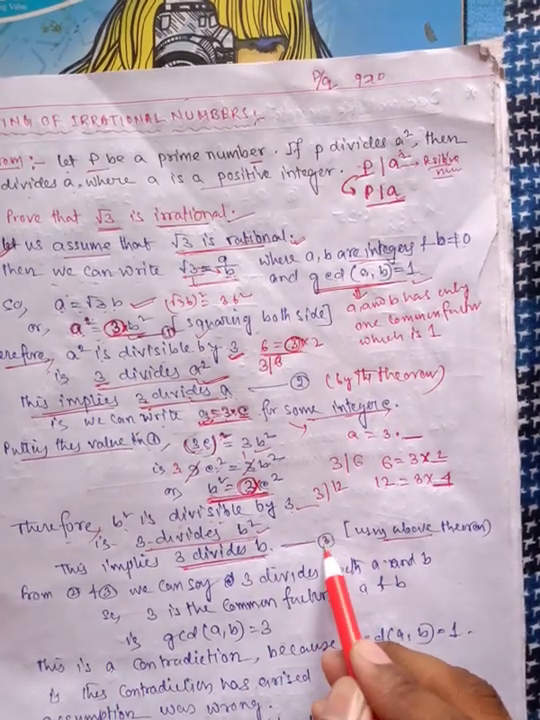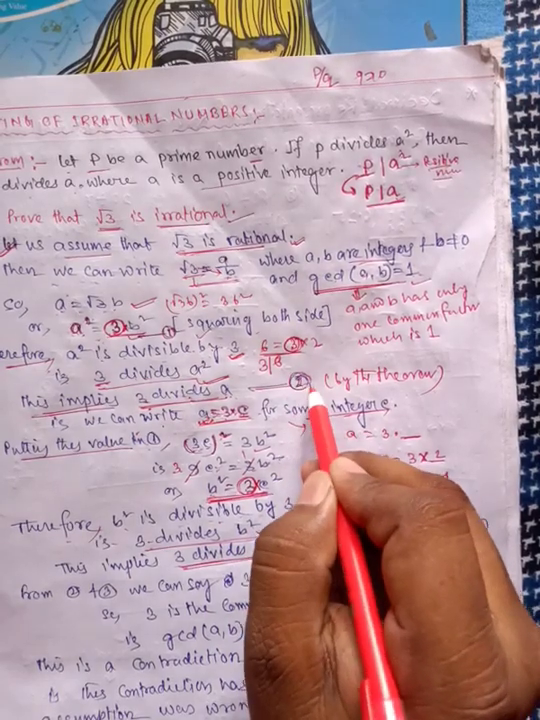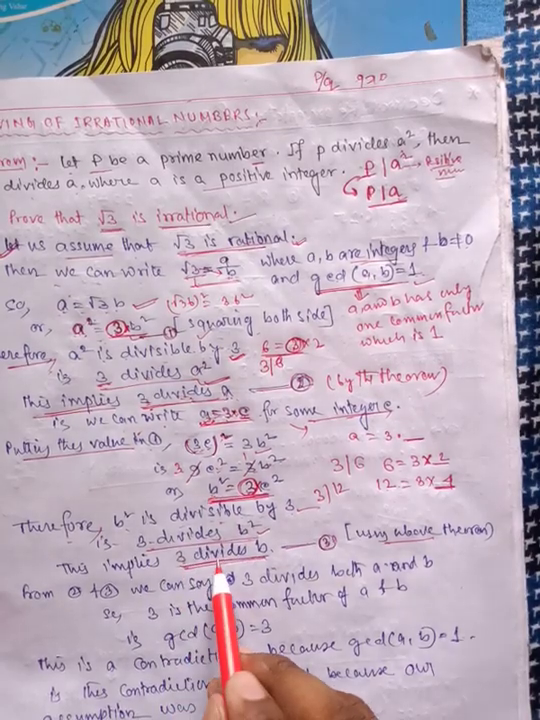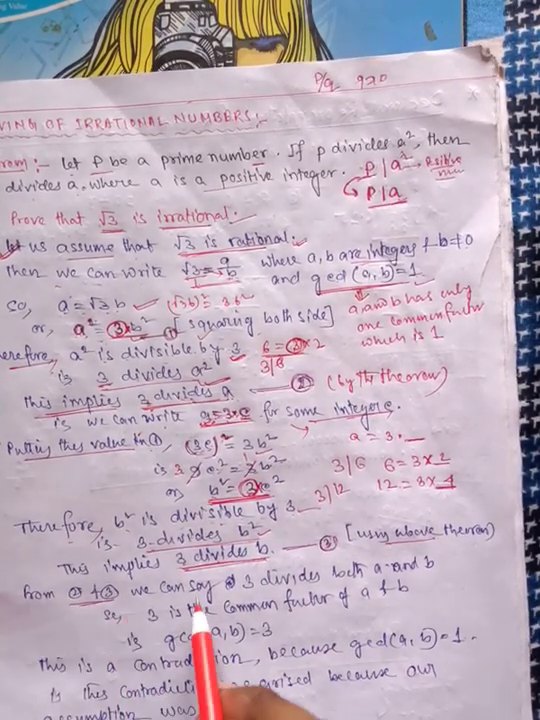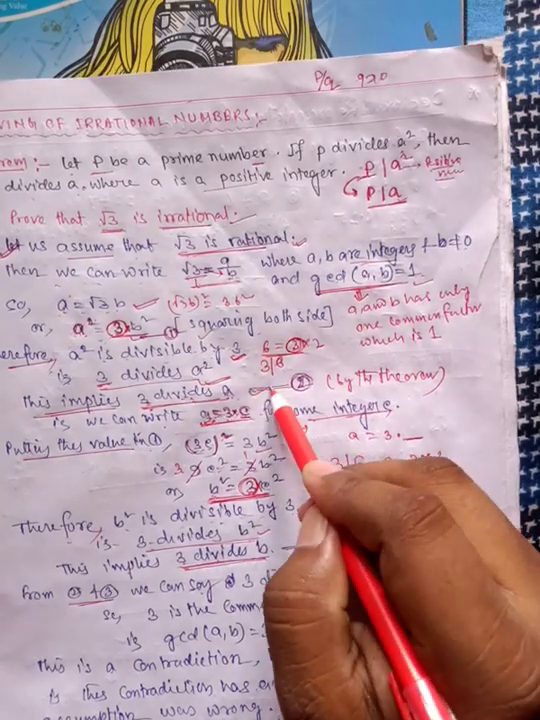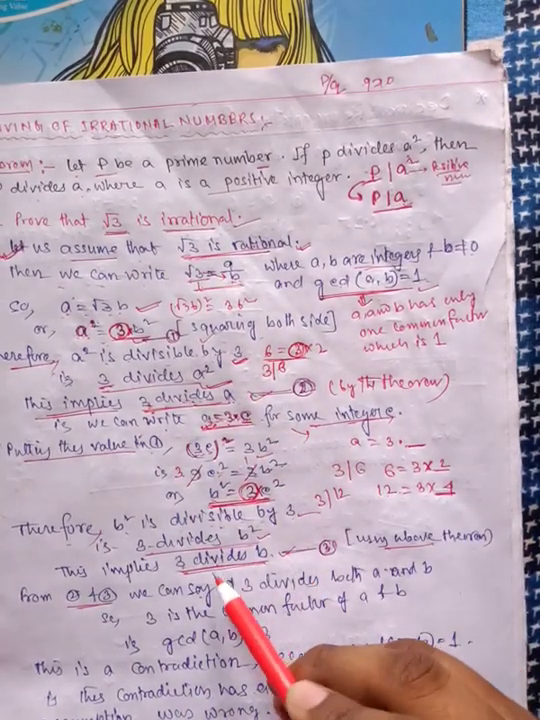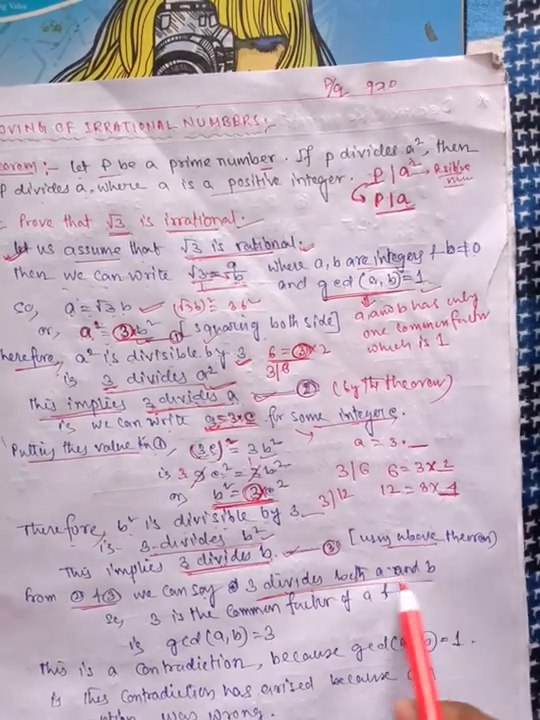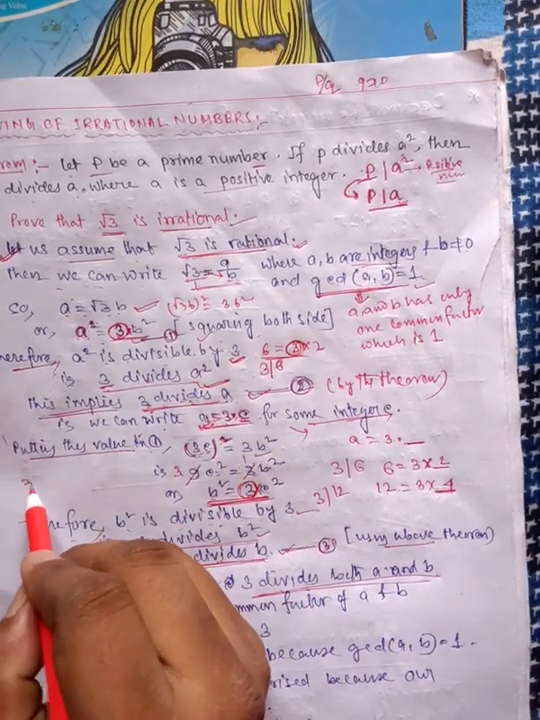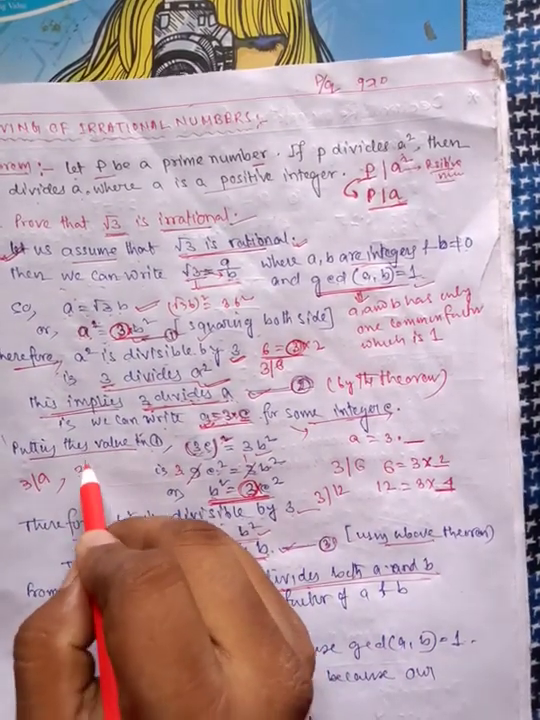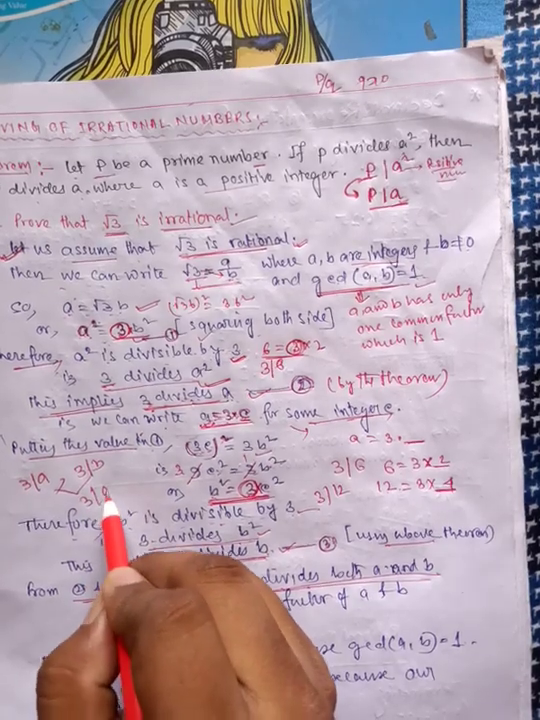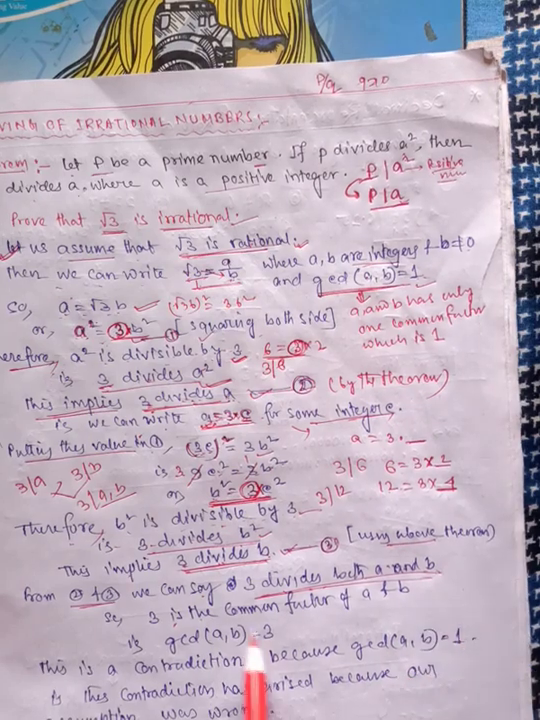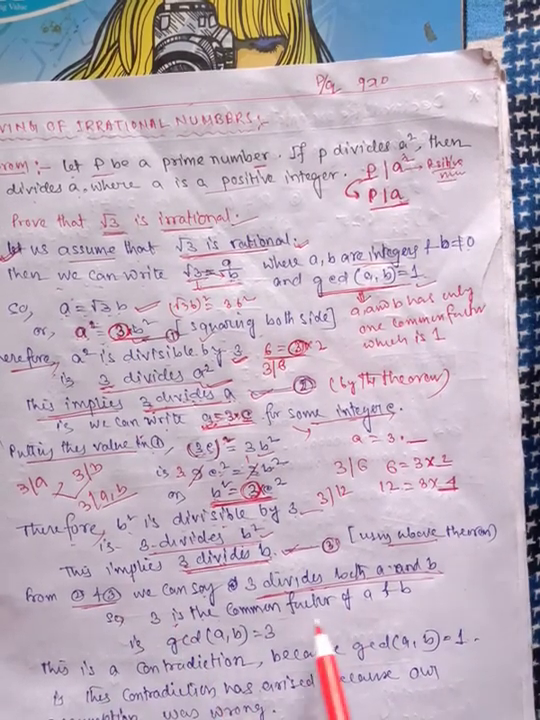This is equation 3 and this one is equation 2. What do the statements say? 3 divides a, and 3 divides b. So from 2 and 3 we can say that 3 divides a, and from the other statement 3 divides b. So 3 divides both a and b, and this means 3 is a common factor.